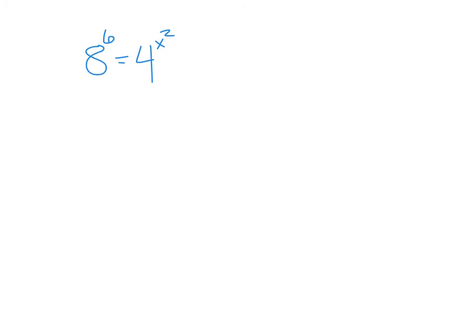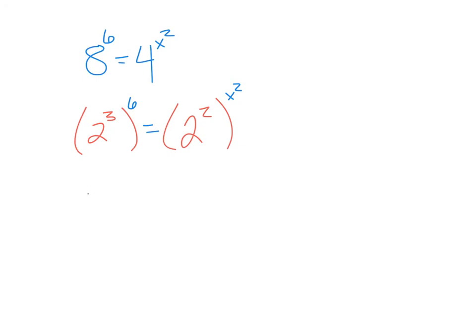So what's the base we're going to try to get to? 2. It'd be nice if we could just go to 4, but 4 to no power I know of is 8. So let's go all the way to 2. So then 8 can be written as 2 to the what? 2 to the 3rd. And 4 can be written as 2 to the 2nd. Now we do have the bases the same.